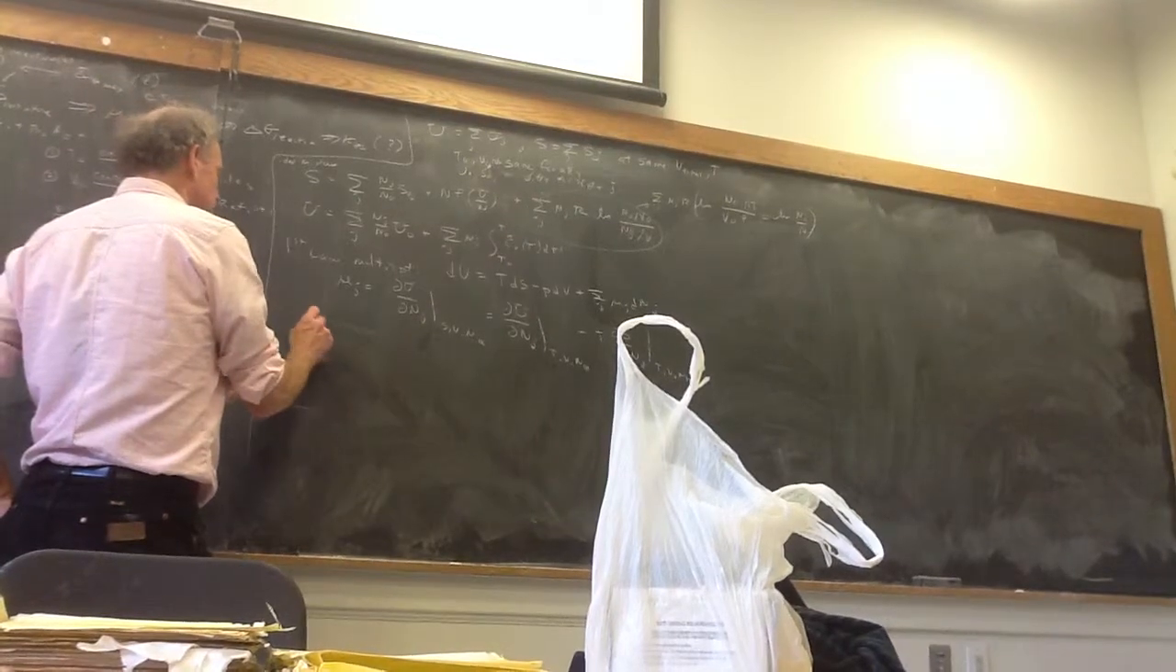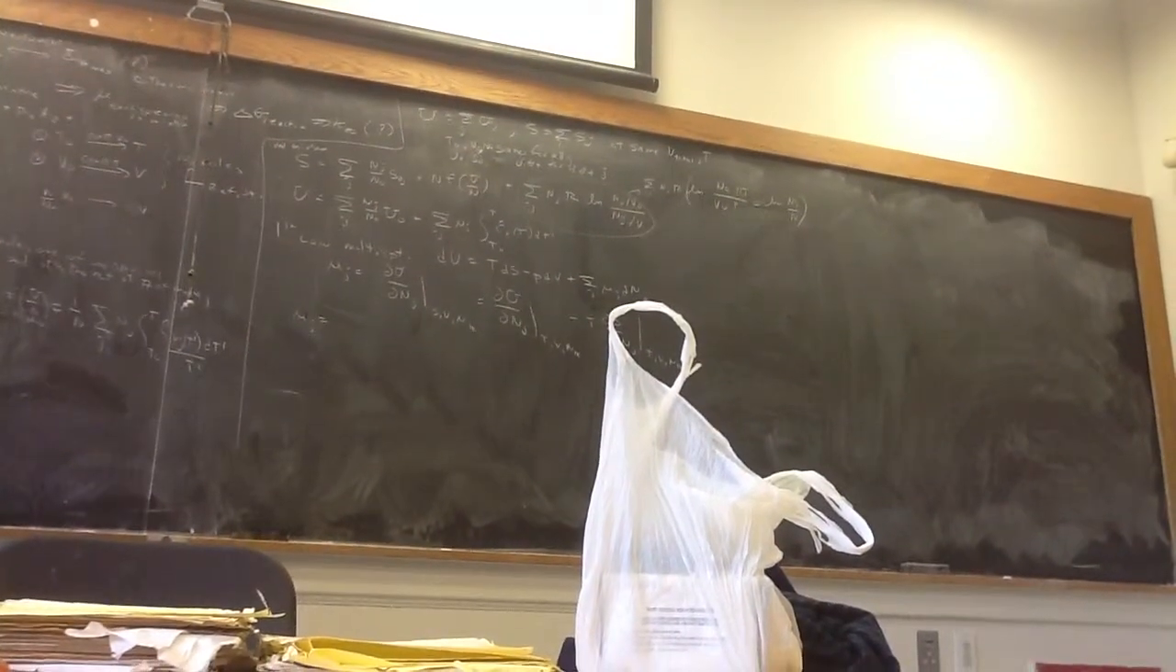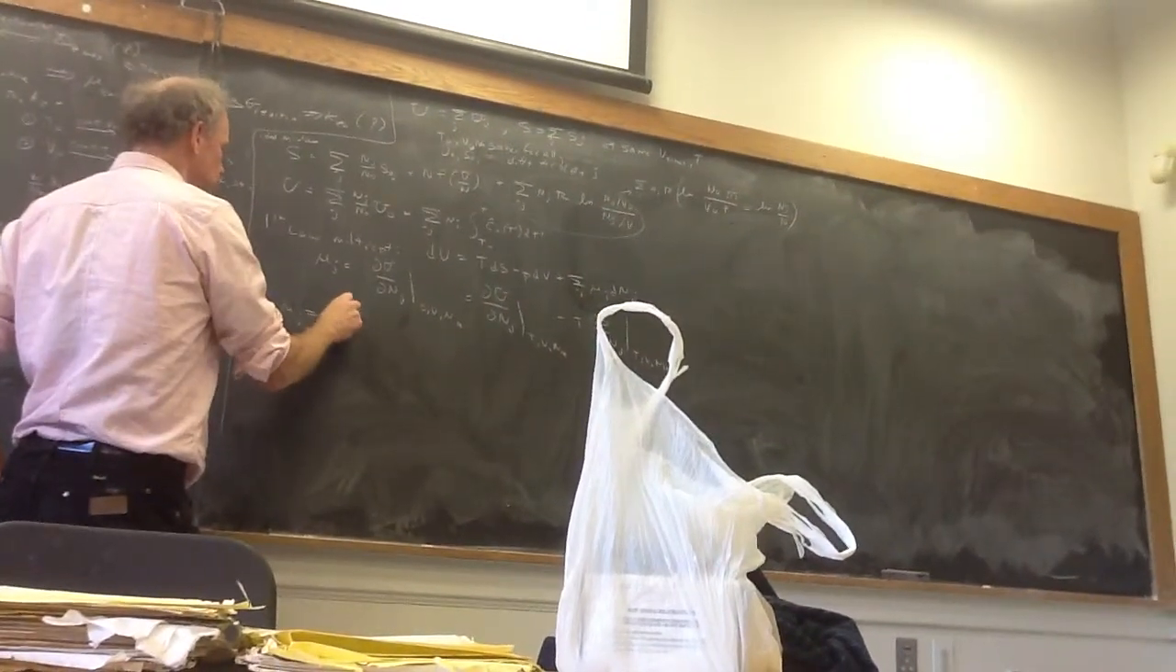Okay, so uj is equal to, so I need the udnj. So from here, I just get udnj is u0 over n0.